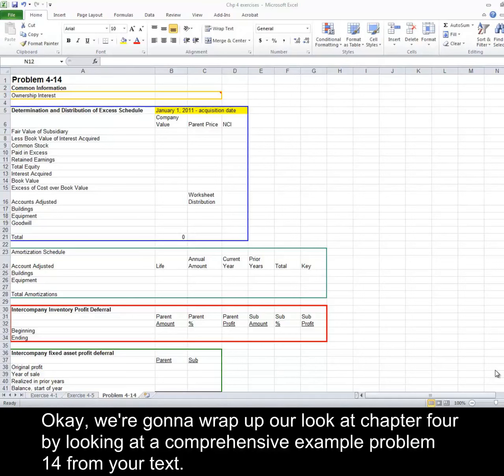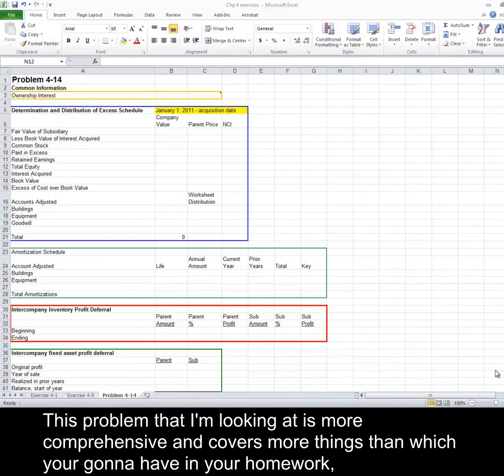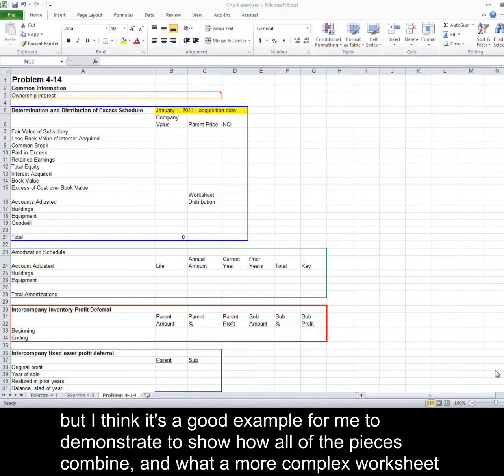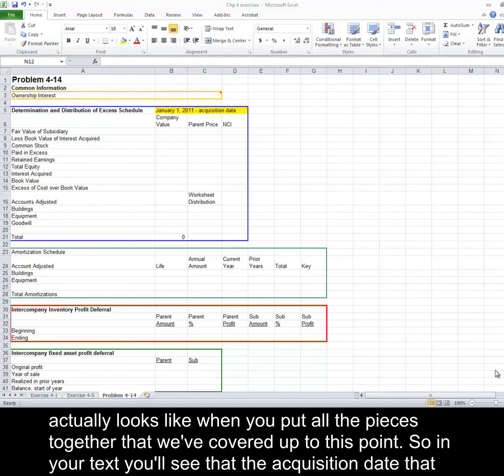Okay, we're going to wrap up our look at Chapter 4 by looking at a comprehensive example, problem 14 from your text. This problem is more comprehensive and covers more things than what you're going to have in your homework, but I think it's a good example to demonstrate how all of the pieces combine and what a more complex worksheet actually looks like when you put together everything that we've covered up till this point.